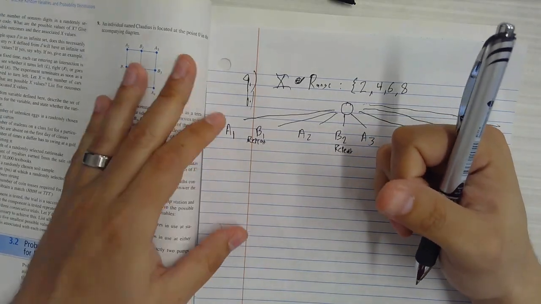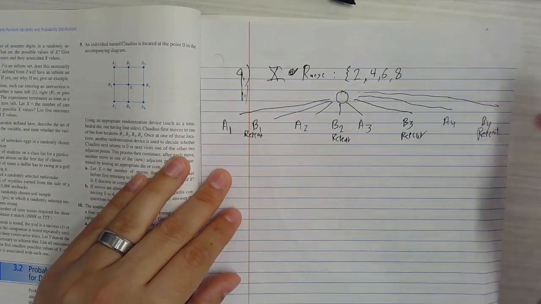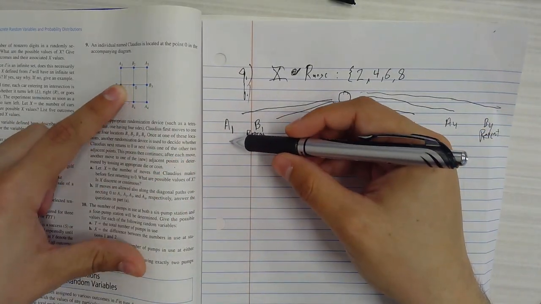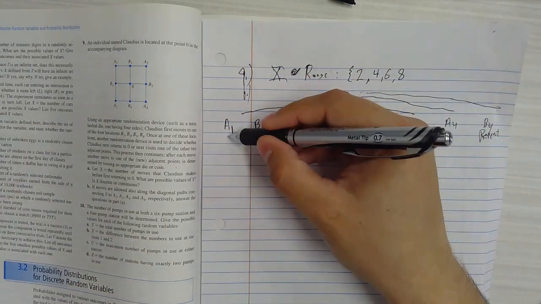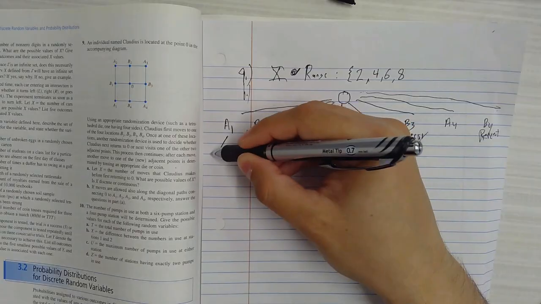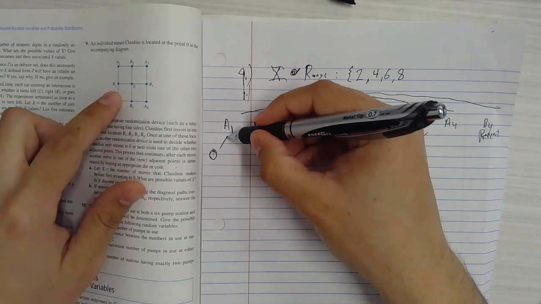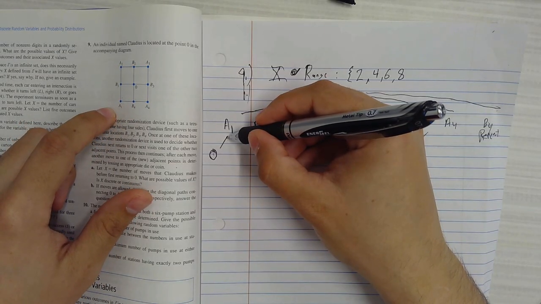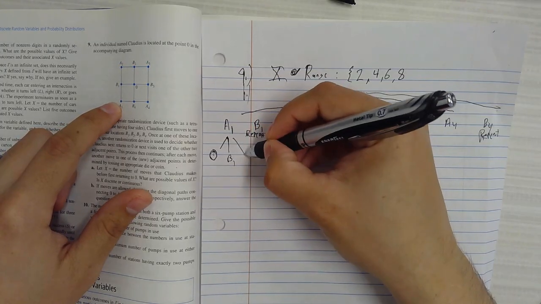So we're going to just do it. So starting with A1, assuming we have diagonals at A1, we can return to 0 or go to a new adjacent point. So we're at A1, we can return to 0. We can go to B1 or we can go to B4.